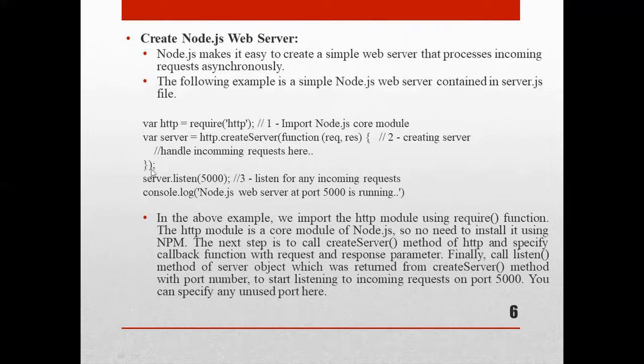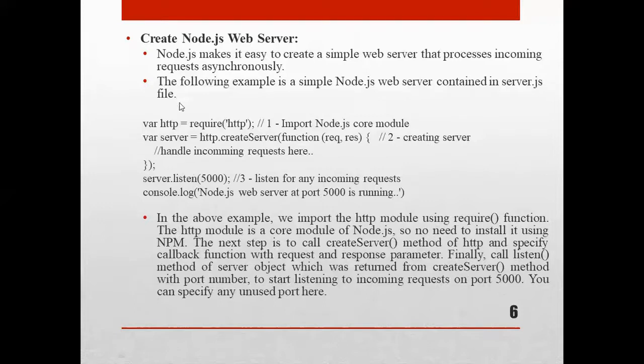After closing that function, server.listen, this is a method from the HTTP module. Server.listen with 5000, you can see at port 5000, this is the port. We are going to listen here for any incoming request. Now we are going to print console.log that the Node.js web server at port 5000 is running. This is the port number, and we are printing the message that the server is running on this port.